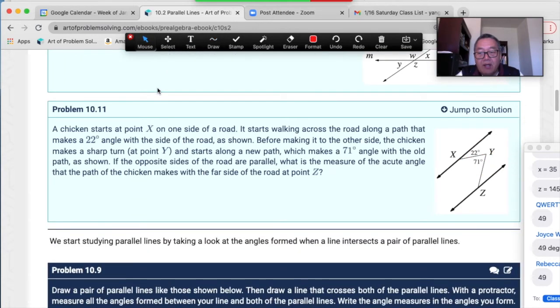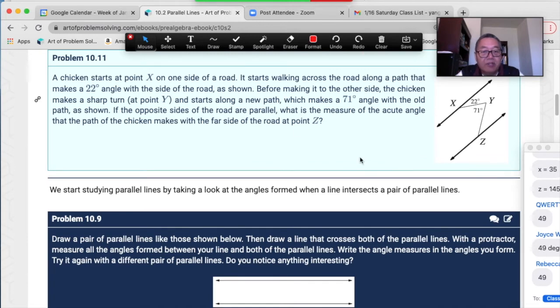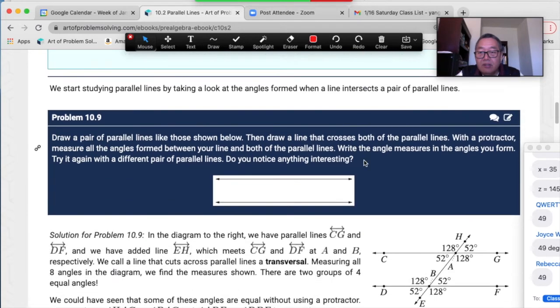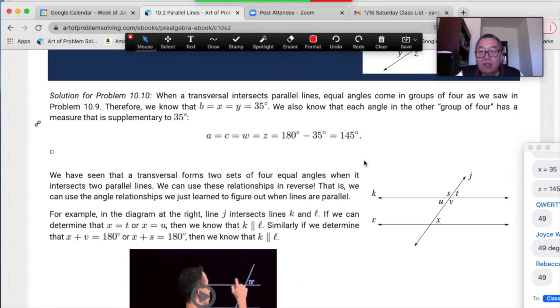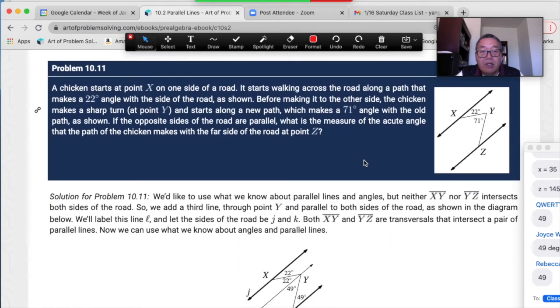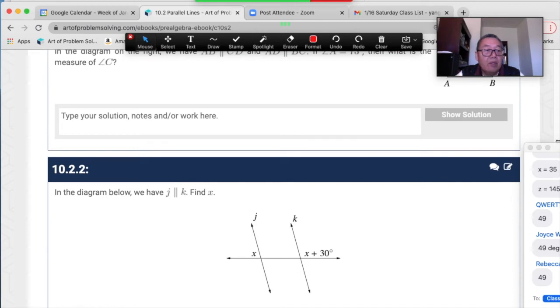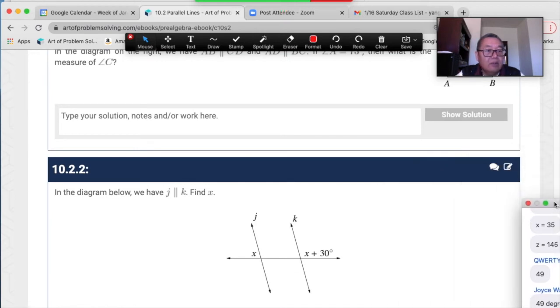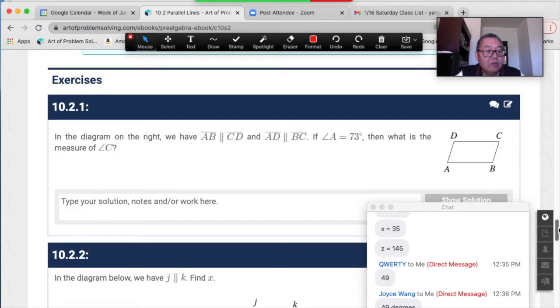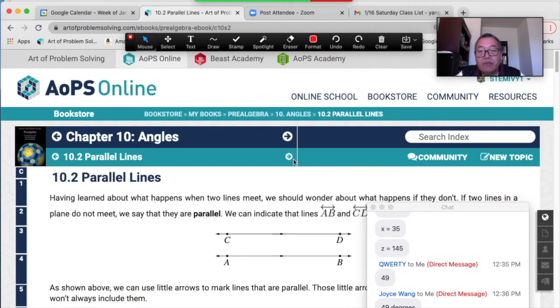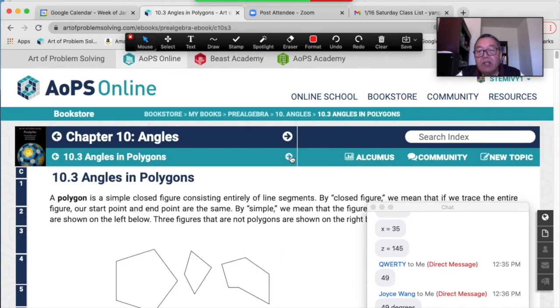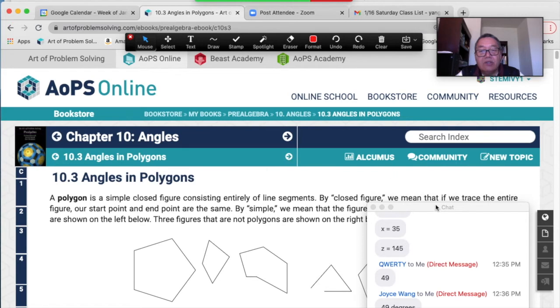So now let's say, yeah, we already finished this section. Now let's go to the next section. Next section is angles in polygon.